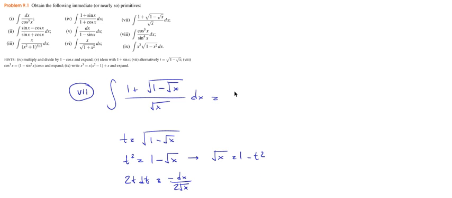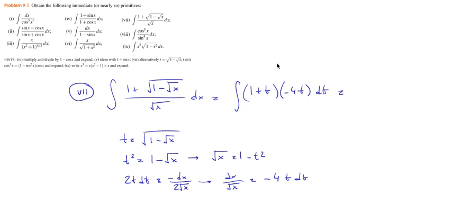So let me see. This is going to be the primitive of 1 plus t, and then dx divided by the square root of x is going to be minus 4t dt. So minus 4t dt. Or in other words, this is going to be minus 4t minus 4t squared. So the primitive of this is minus 2t squared minus 4 over 3 of t cubed plus c.